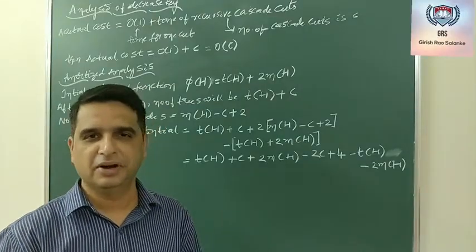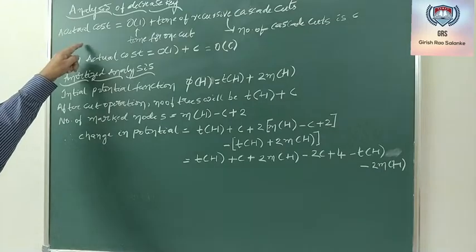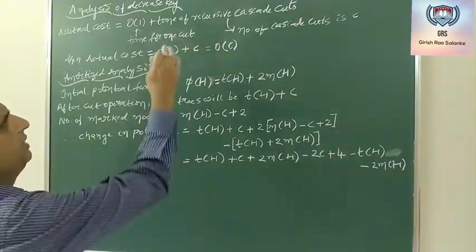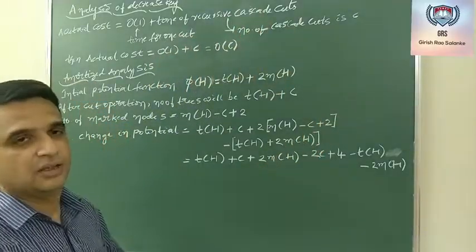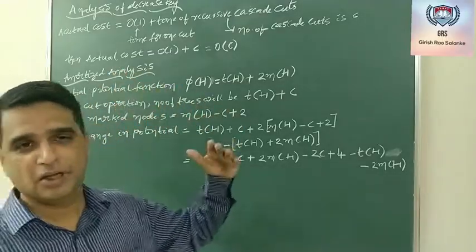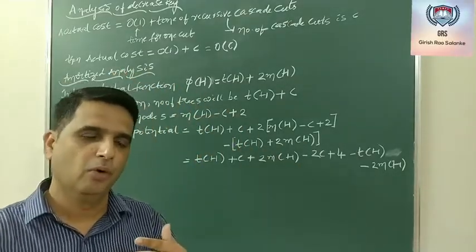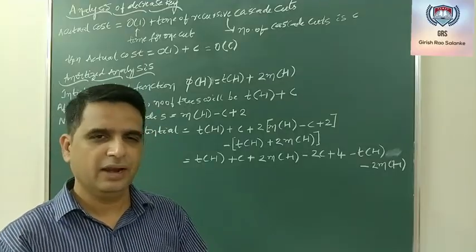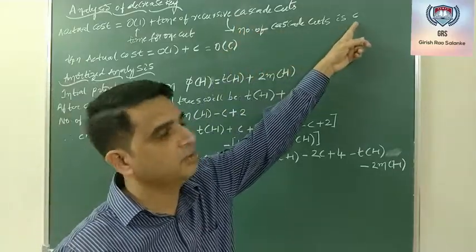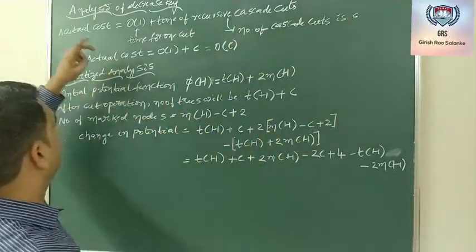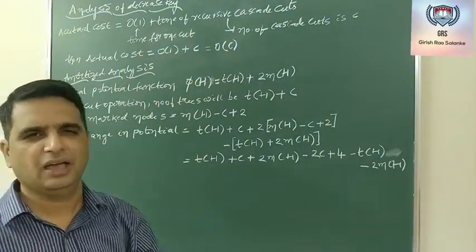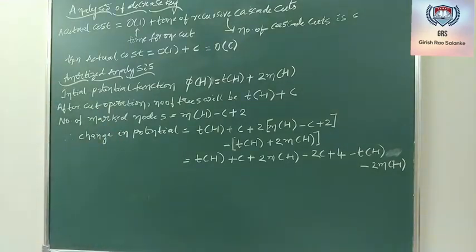Coming to the analysis part of the decrease key operation, note that the actual cost is order of 1. Order of 1 is nothing but the time taken for one cut and the time for recursive cascade cuts. Now if I assume that there is only one cascade cut, then it will be order of 1 plus order of 1, which is order of 1. Now if there are more than one cascade cut, then obviously it changes. Now I'll assume that the number of cascade cuts is limited to c. c is the number of cascade cuts. Hence, the actual cost is order of 1 plus c, which is nothing but order of c, which is a constant time. Now coming to the amortized analysis.